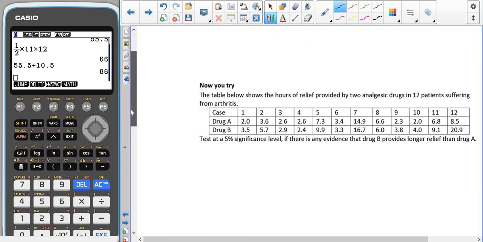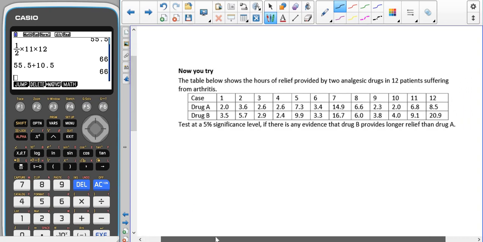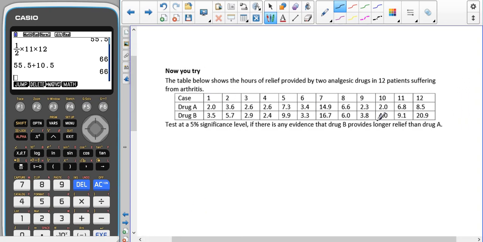So now I'd like you to pause the video and give the Now You Try question a go. Remember to be careful and clear which way around you are doing your takeaway. Does that mean that your H1 is going to be positive or negative?